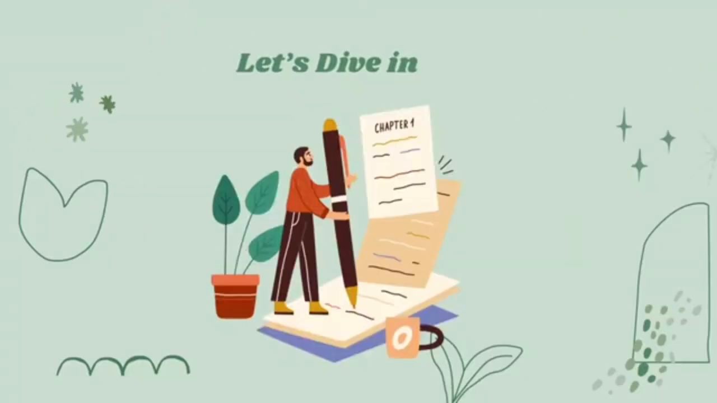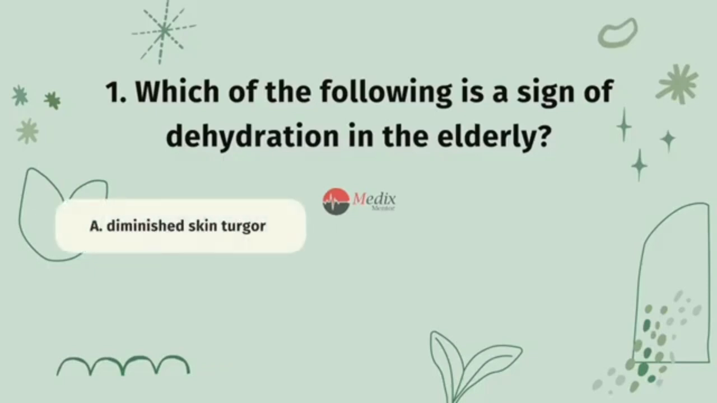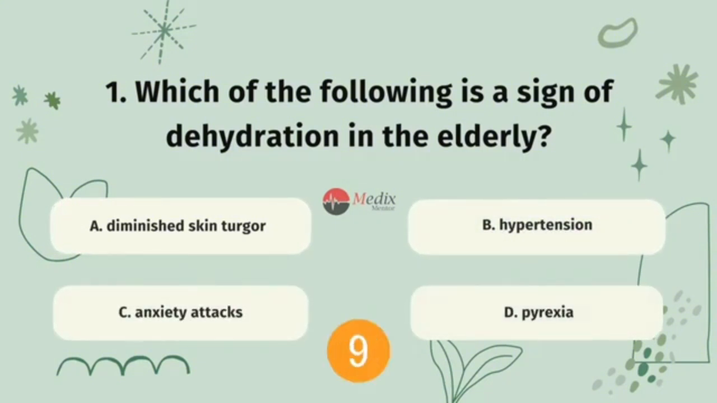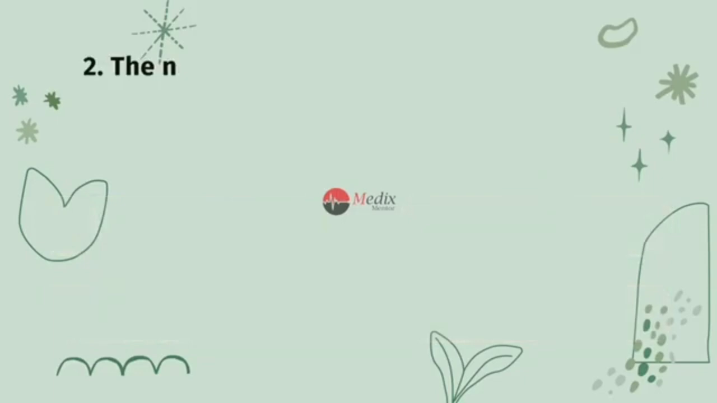Dive right in. Question 1. Which of the following is a sign of dehydration in the elderly? Option A, diminished skin turgor. Option B, hypertension. Option C, anxiety attacks. Option D, pyrexia. The correct answer is A.